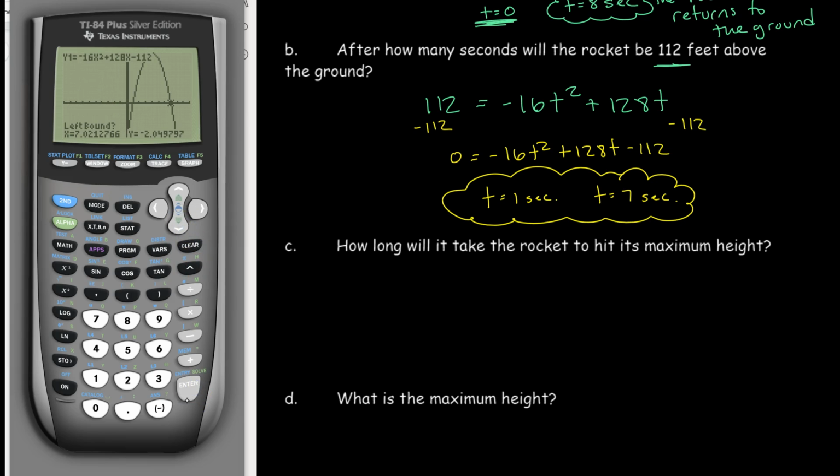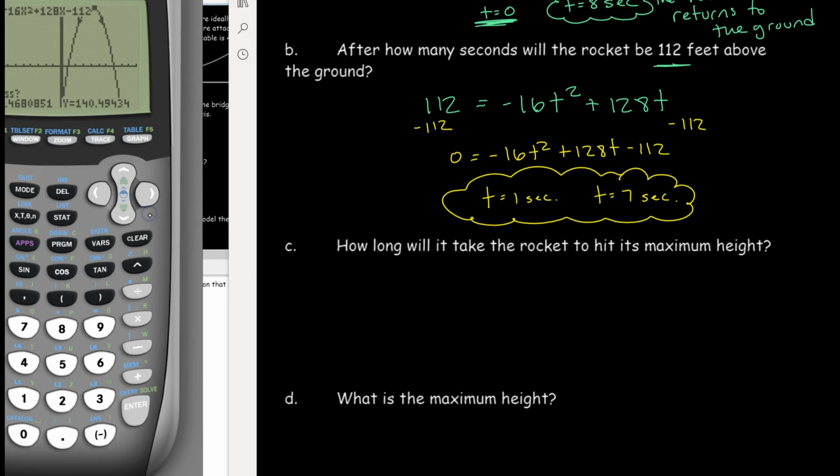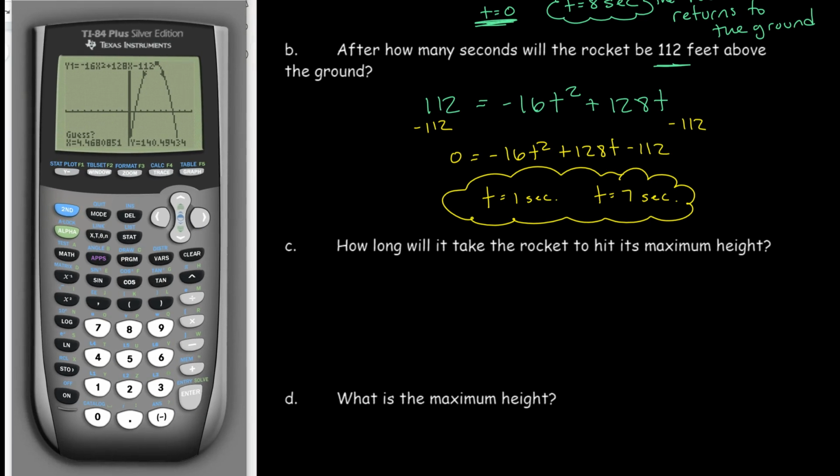Number 4. Left bound. What do you think that means? Get to the left of the maximum. Now, where is the maximum? The very tippy top. So get to the left of it, press enter. Get to the right of it, press enter, and guess. Get about right on it, and press enter.